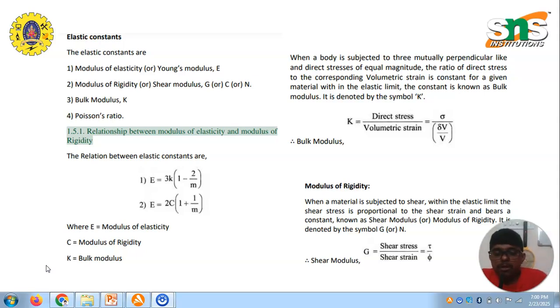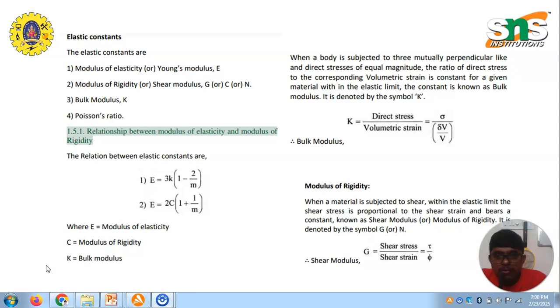E is equal to 3K into 1 minus 2 by m. In short form, Poisson's ratio can also be expressed as 1 by m, and it can be represented by the symbol mu. So E is equal to 3K into 1 minus 2 by m. That is the relation between Young's modulus and the bulk modulus. For the relation between Young's modulus and shear modulus, we need to use this equation: Young's modulus is equal to 2 times the shear modulus into 1 plus Poisson's ratio.